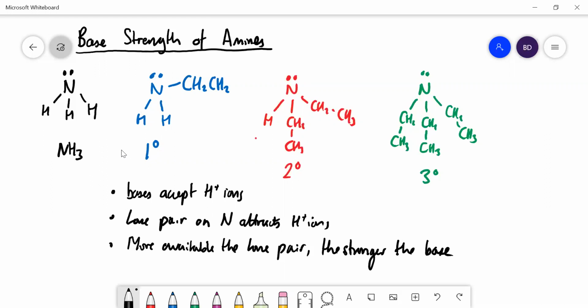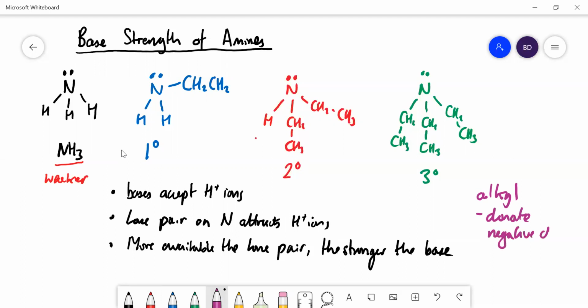Well, the weakest base, I can tell you, is ammonia. It is a weaker base than the primary amine, because if you remember, back when we were talking about the stability of carbocations in the alkenes topic, we said that alkyl groups have a slight tendency to donate electrons, to push negative charge away from them, and sometimes we draw it as a little arrow like this.